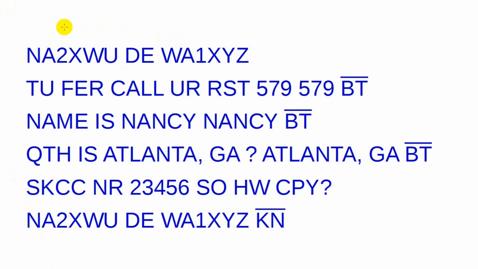Nancy is delighted that someone has answered her CQ. So she calls Ahmed at NA2XWU, then DE, then her call sign. That way Ahmed knows that she's answering his call and not someone else's. Now let's decipher the rest. TU is an abbreviation for thank you. FER, F-E-R, is easier to send than F-O-R. So Nancy is saying, thank you for your call.